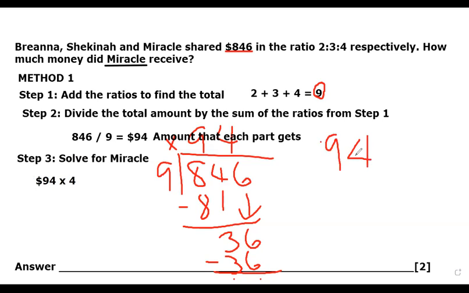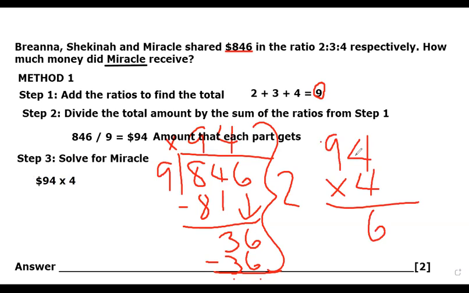94. So this working is for step 2. I'm about to do the working for step 3. 94 multiplied by 4. 4 times 4 is 16. 4 nines are 36. And 1 is 37. So Miracle gets $376 out of the total amount.